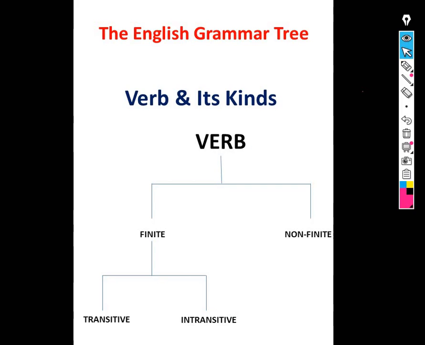This lesson is about another part of speech that is called verb. Verb and its kinds. Basically, verb has two types. One is called finite verb. The other is called non-finite verb. Then further, finite verbs are divided into two kinds: transitive verb and intransitive verb.